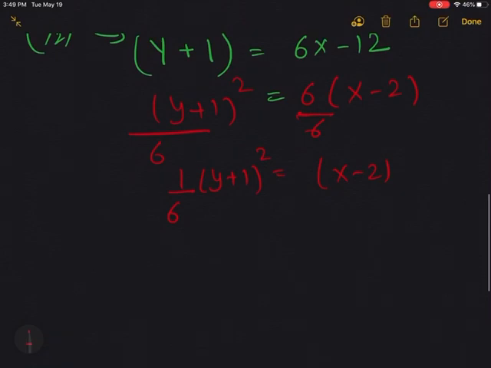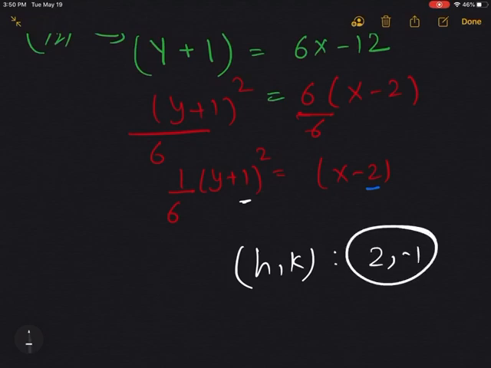And lastly, if I ask you for h and k, what are they? h goes with x, which is this number, and k goes with y, which is this number, so h and k would be 2 and negative 1. Here you go. That's pretty much all.